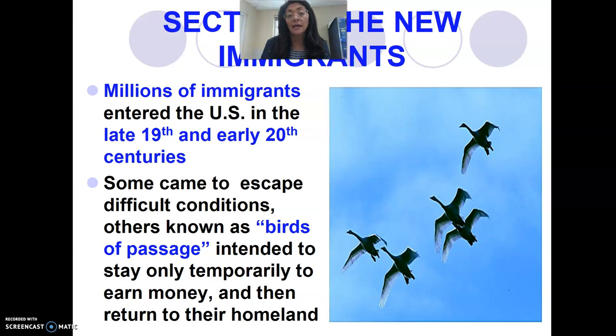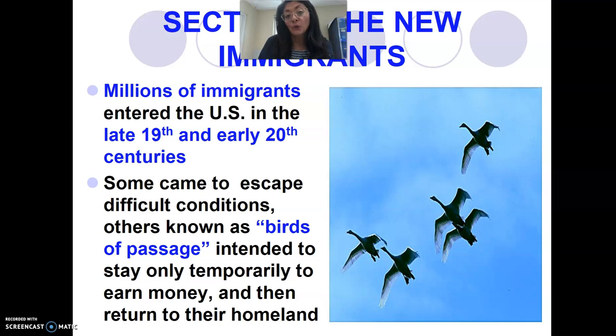And then let's not forget our Asian American immigrant. Large numbers of immigrants are coming from Asia. The Chinese are one of the first large populations of immigrants to come into the United States from Asia. They come in during the gold rush in 1849, and many of them stay.